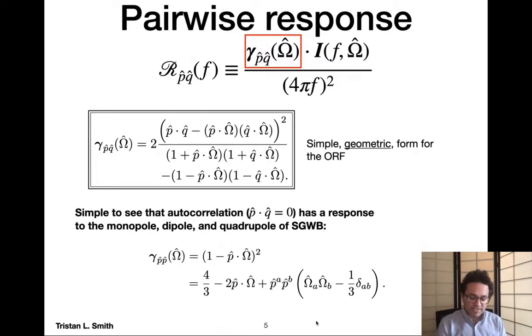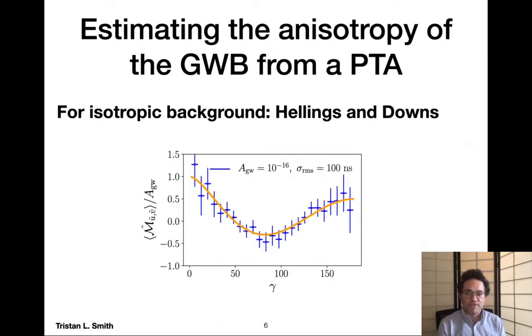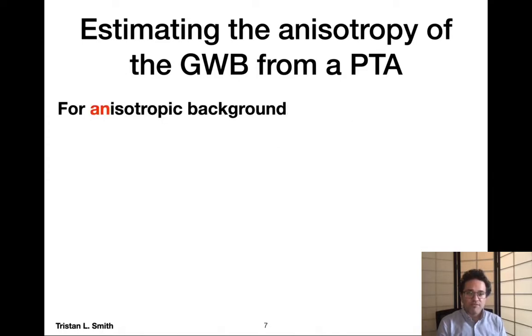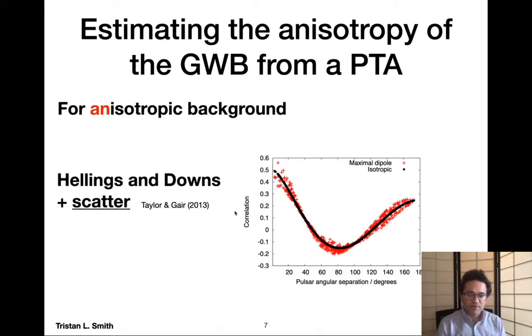So to set the stage for what we're doing in this paper, I want to discuss two different ways that have been presented in the literature to look for anisotropies in the gravitational wave background using pulsar timing arrays. The first involves looking at the Hellings and Downs curve. So here I'm showing the Hellings and Downs curve for an isotropic background. But for an anisotropic background, as discussed in this paper by Steve Taylor and Jonathan Gair, when you have anisotropies, you will find there is scatter within the angular correlation in the timing residuals of pairs of pulsars. So this may be one way you might search for anisotropies using a PTA.